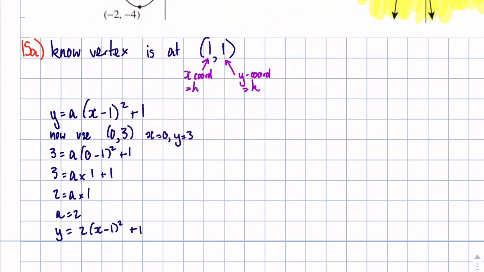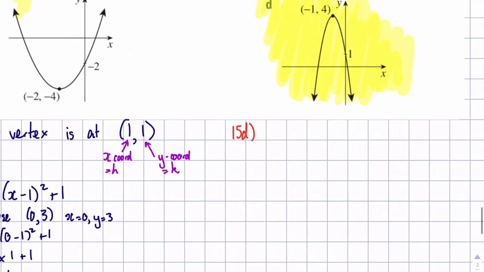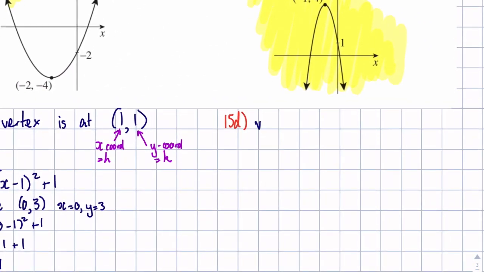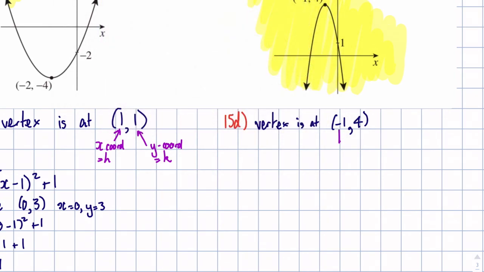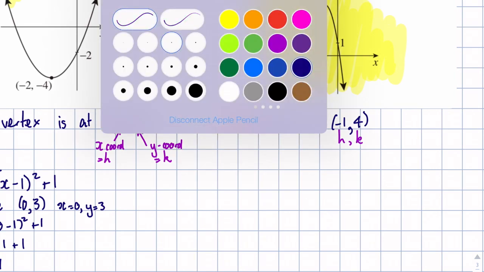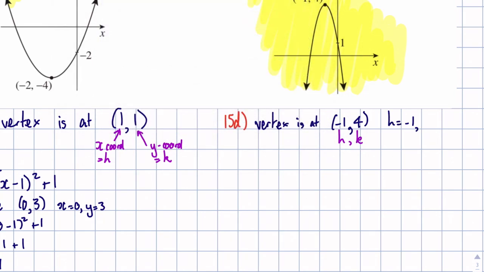Now let's have a look at 15d. So we know the vertex is at negative 1, 4, which means that's h and that's k. So we know h equals negative 1, k equals 4. We also have this point 1, which is the y-intercept, so x equals 0, y equals 1.